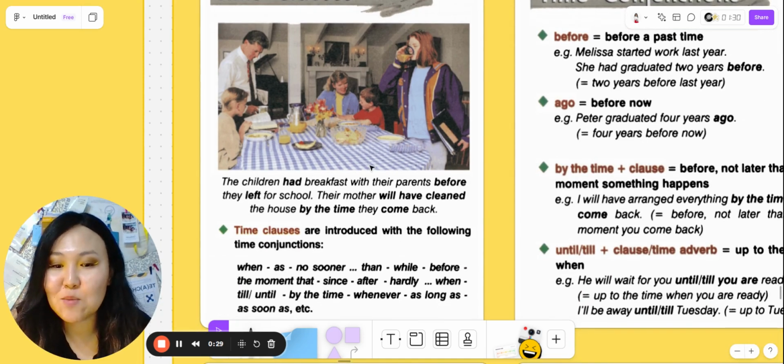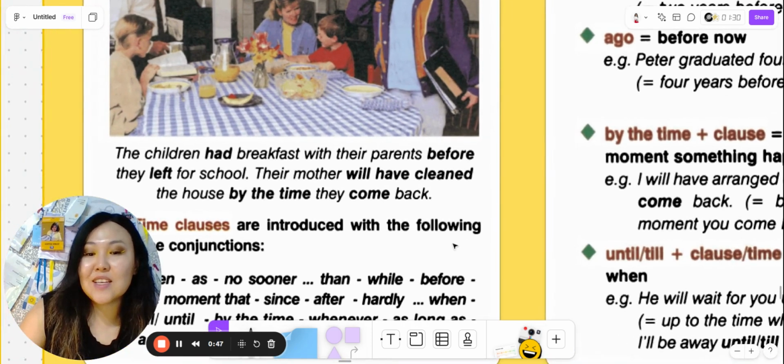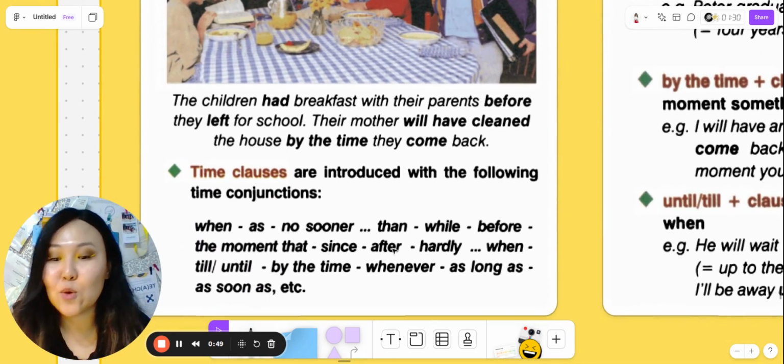The children had breakfast with their parents before they left school. Their mother will have cleaned the house by the time they come back. So, time clauses are introduced with the following time conjunctions. And here we can see all the conjunctions that can be used with time clauses.